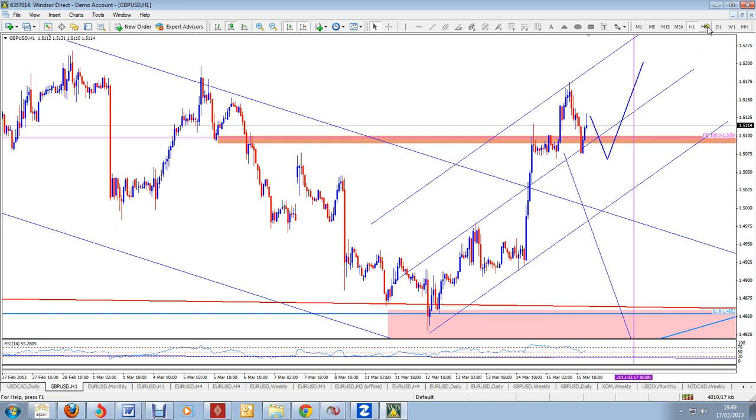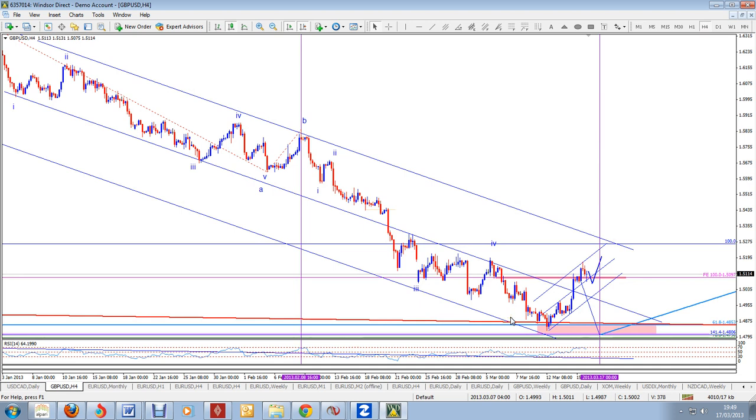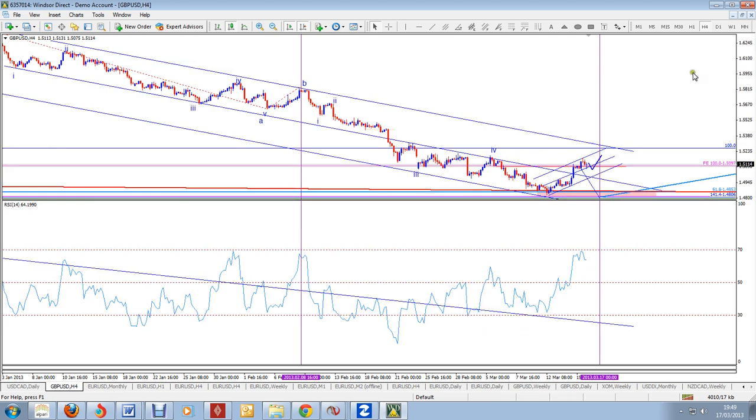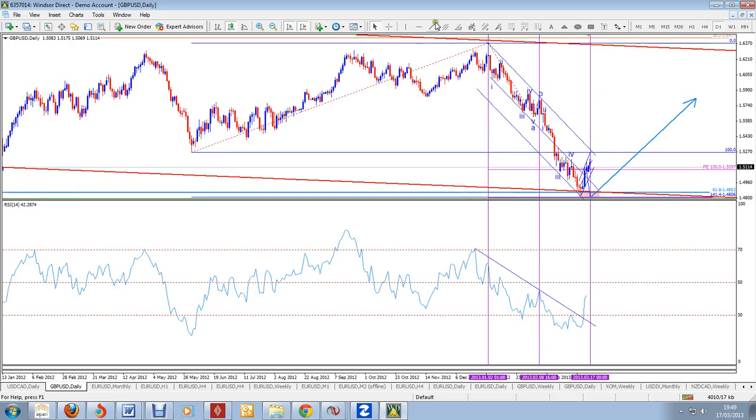Otherwise, if this was not the bottom, then we might decline again to form another bottom lower down. My perception is that we have a bottom in the pound, and in terms of price level it appears correct. In terms of the RSI, on the daily you can see we had a divergence here, and now we've broken above the falling trend line.